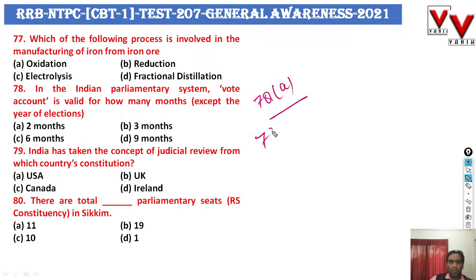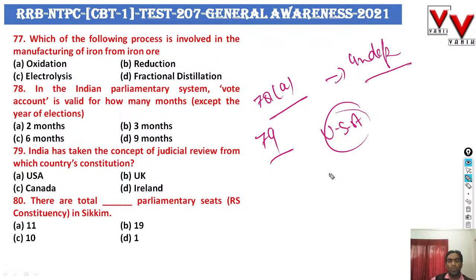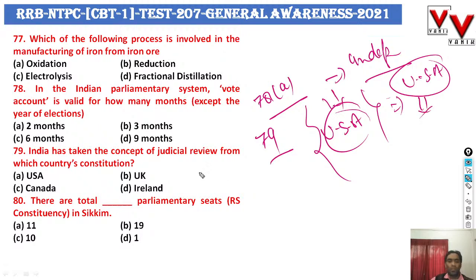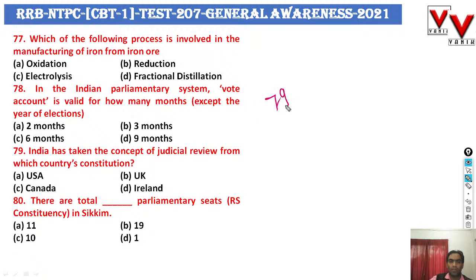Okay, next question is 79. India has taken the concept of judicial review from which country's constitution? That is the constitution of USA. The independence of judiciary has been taken from the constitution of USA. The power of judicial review is not mentioned in the USA constitution, but it is practiced in the USA. So we have taken that practice of the power of the judiciary for judicial review from the constitution of USA. So for question 79, the right answer is going to be A.